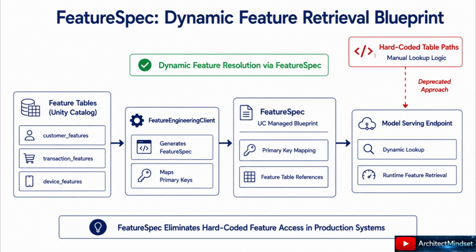The client generates a physical object in Unity Catalog called a feature specification. This specification maps primary keys to their corresponding feature tables. When the model is deployed, the serving endpoint uses this blueprint to dynamically retrieve features, eliminating the need for hard-coded table paths in the application code.